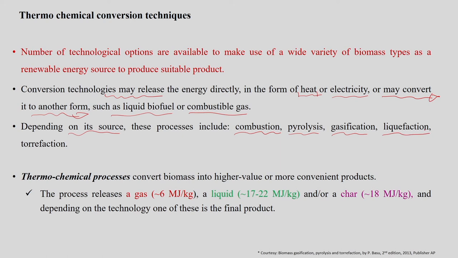Apart from that, to produce solid fuel one can also use torrefaction as a process to convert the residual biomass into a solid fuel, which is also called a carbonized fuel. And there is a slight difference between these two processes, torrefaction and carbonization, that we will discuss in the subsequent slide.